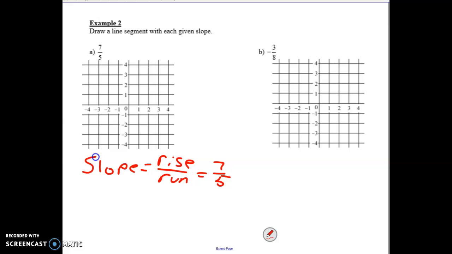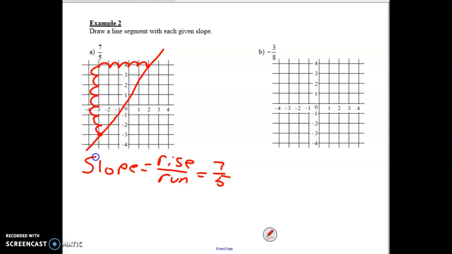So I'm just going to pick any point. You can pick a point. I'm going to pick right there. And I'm going to go up 7, 1, 2, 3, 4, 5, 6, 7. I'm going to go over 5, 1, 2, 3, 4, 5. So our point is right there. And then we can just draw a line through those points. Use a ruler. I'm on a smartboard, so that's not very perfect, but do your best. And that would give us a line with the slope of 7 over 5.